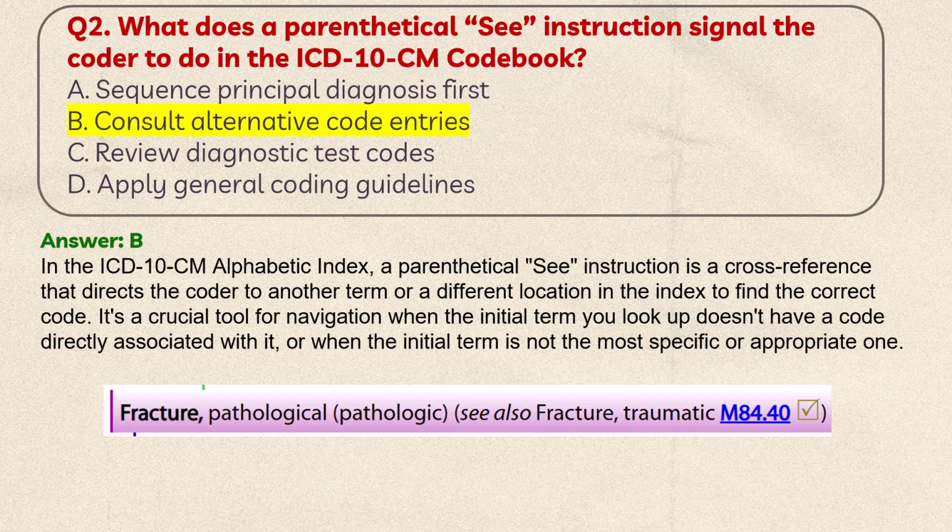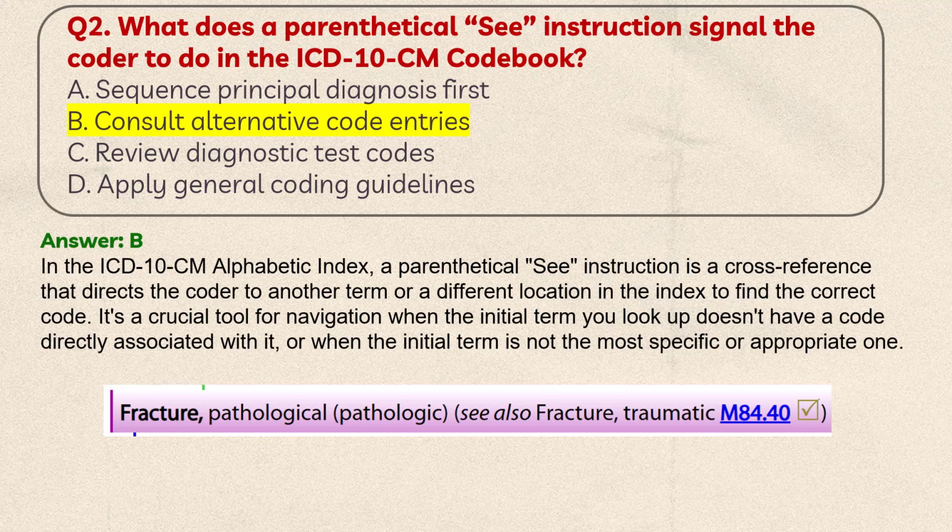A parenthetical "see" instruction is a cross-reference that directs the coder to another term or a different location in the index to find the correct code. It's a crucial tool for navigation when the initial term you look up doesn't have the code directly associated with it, or when the initial term is not the most specific or the appropriate one.